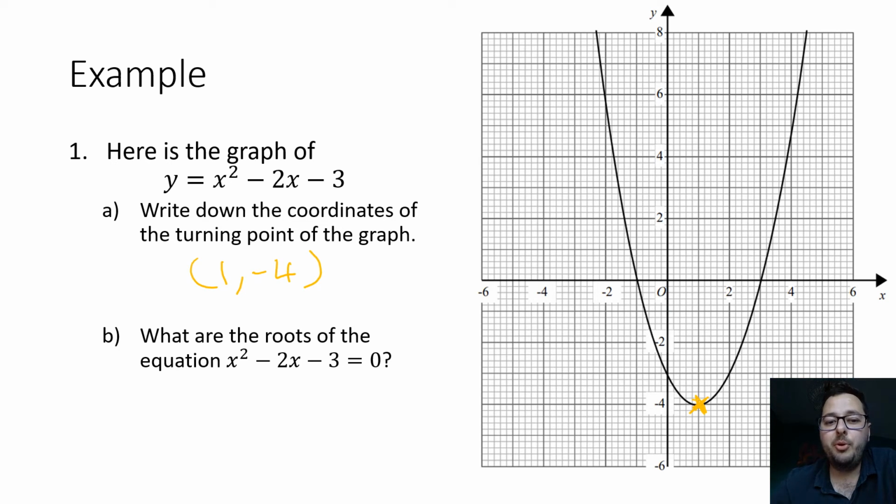Okay, so that's the turning point of the graph. And then part B says, what are the roots of the equation x squared minus 2x minus 3 equals 0? Well, by roots, they just mean what are the solutions to this. So x squared minus 2x minus 3 is 0. Well, equaling 0, that's going to be this line here.